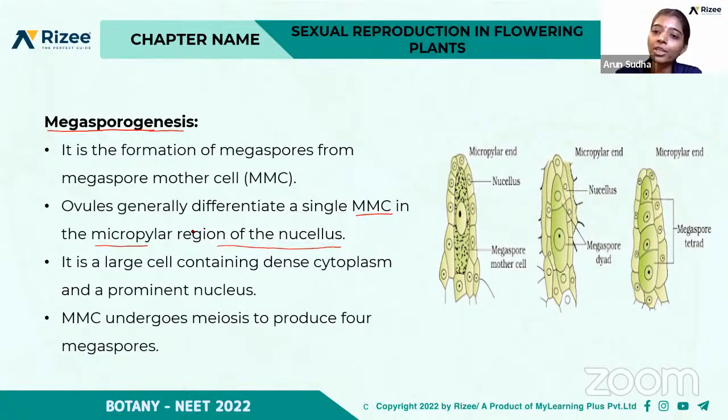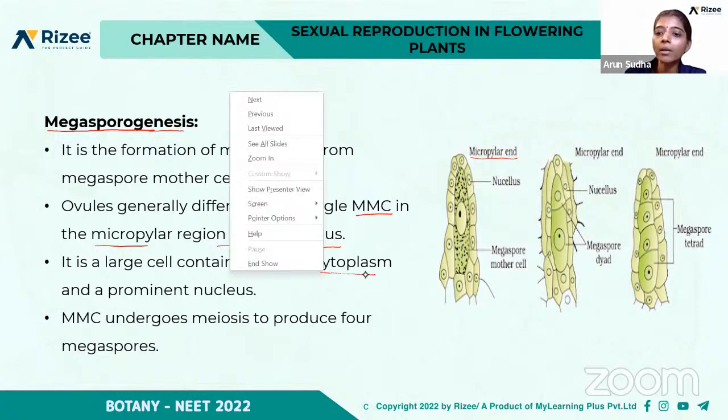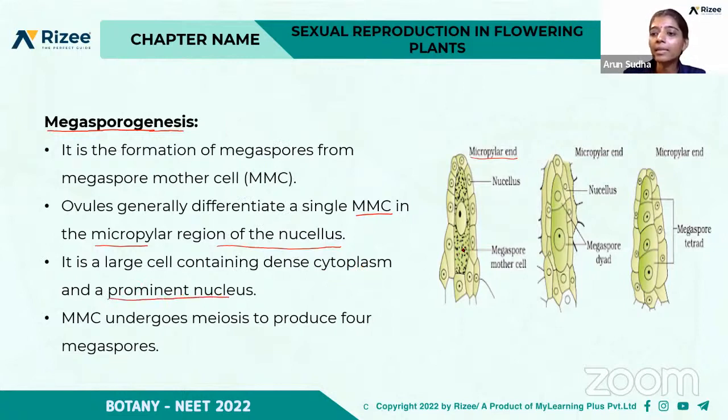So here the ovule differentiates a single megaspore mother cell in the micropylar region of the nucellus. So this is the nucellus and the micropylar end. So this is the micropylar end of the nucellus, and this is the megaspore mother cell. This cell is a large cell containing dense cytoplasm and a prominent nucleus. This megaspore mother cell undergoes meiosis, right? First, it forms a megaspore dyad, that is, it divides into 2 cells, and then megaspore tetrads. So it undergoes meiosis to form 4 megaspores. So 4 megaspores are formed. Right? So this is the process of megasporogenesis. So the formation of megaspores from megaspore mother cell.